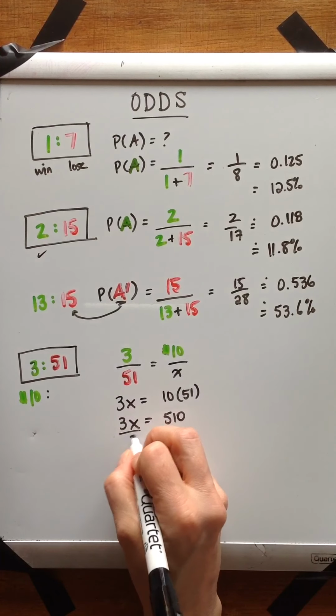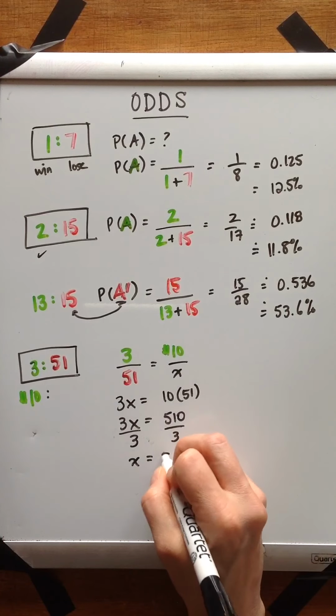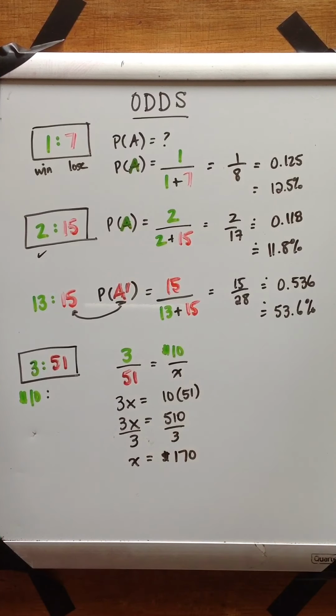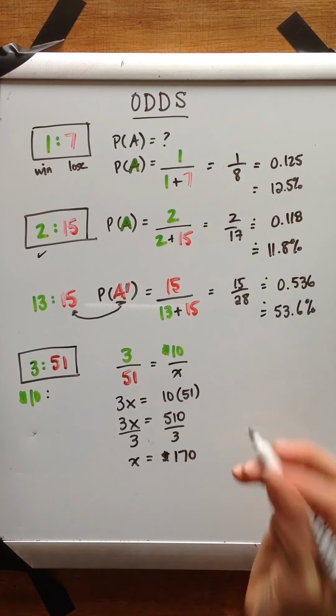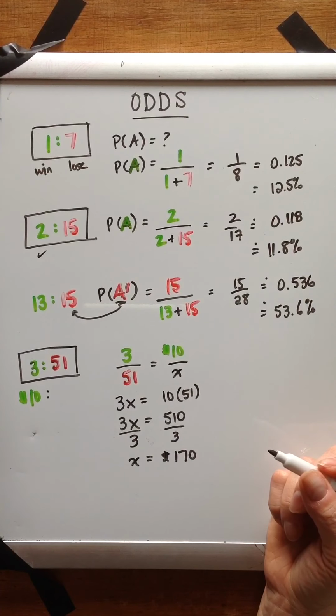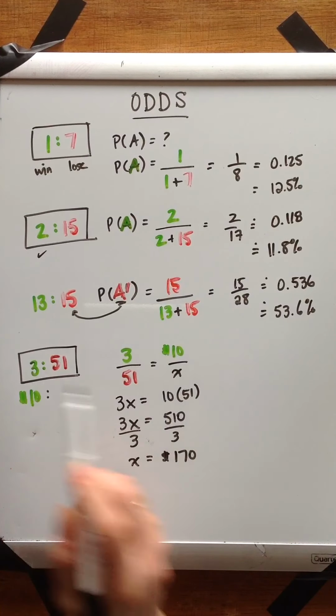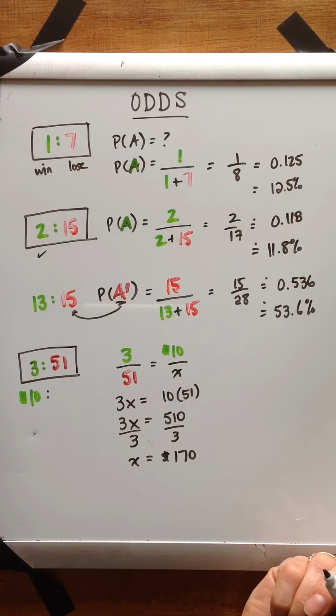If I want to solve for x, I'll divide both sides by 3. Which means my winnings would be $170 if, in fact, they win. And if they don't, I'll lose my 10 bucks. Okay? But we're betting on someone that has low chance of winning, which means that the payout would be much higher if, in fact, they do win.